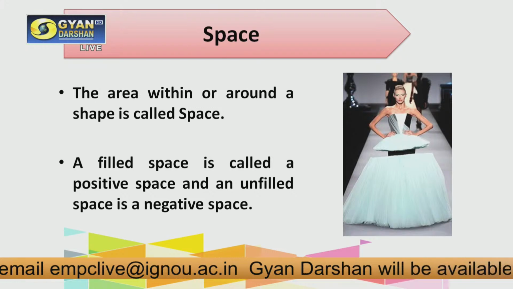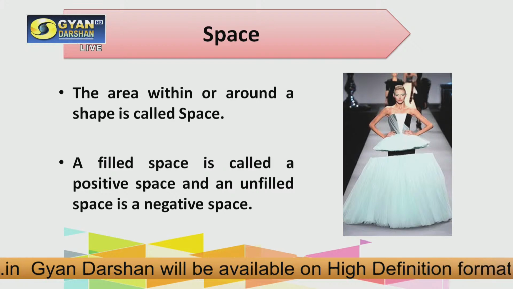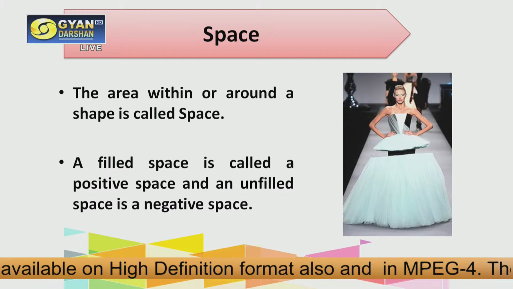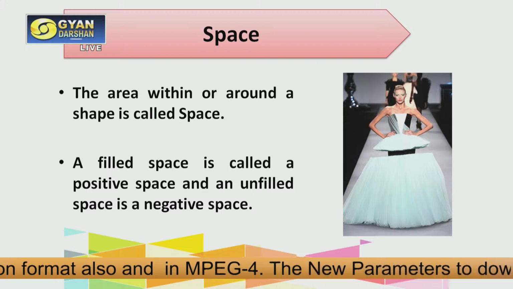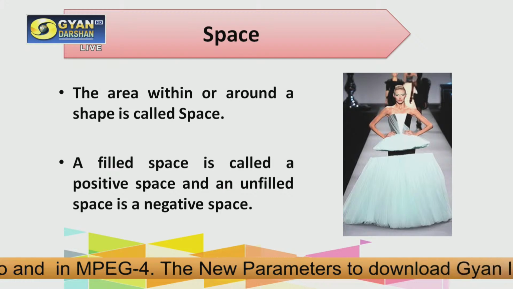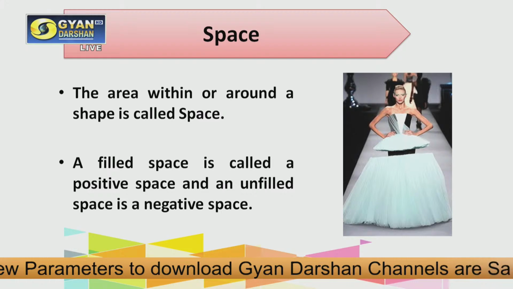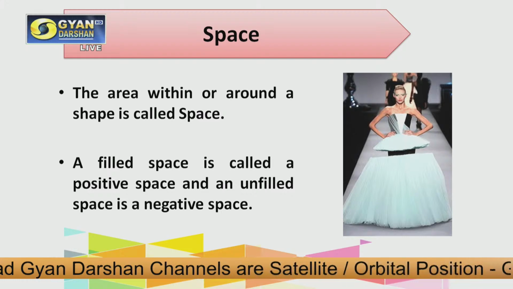then that will be a positive space, and something that is unfilled or maybe if it is hollow then it will be negative space. So the figure that is there on the screen right now, if you see the black portion there in between the garment, that is the unfilled space or the hollow area basically. So it creates a negative space and it gives the illusion that there is no fabric in between.